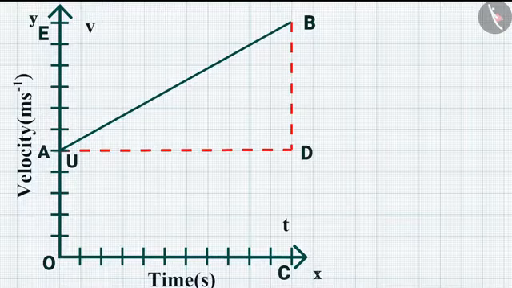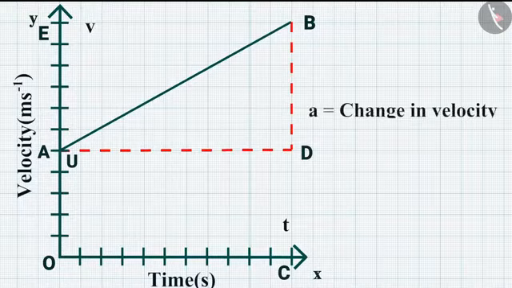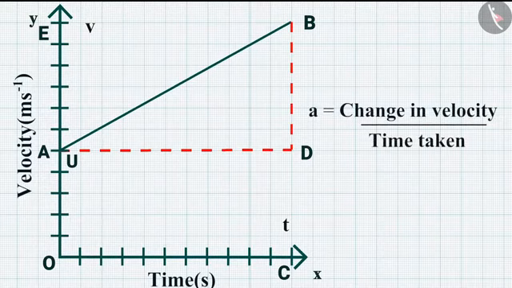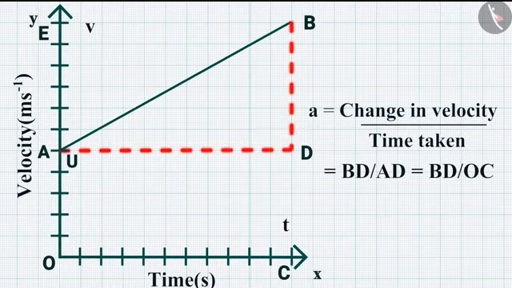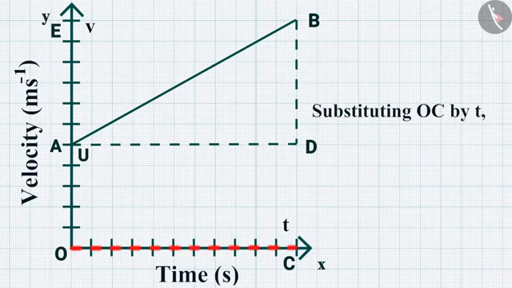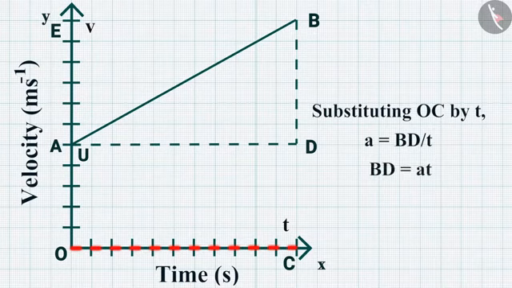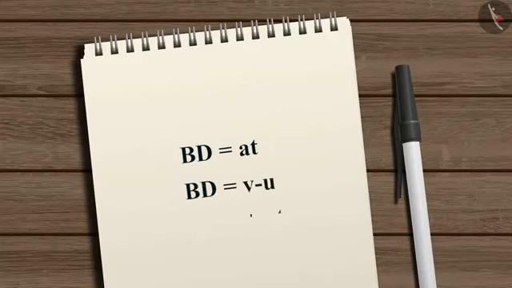From the graph, we can find the acceleration a is equal to change in velocity upon time taken, which is equal to BD upon AD, which is equal to BD upon OC. Substituting OC by t, we get a is equal to BD upon t. BD is equal to at. By substituting the value of BD equal to at in BD is equal to v minus u, we get v is equal to u plus at.